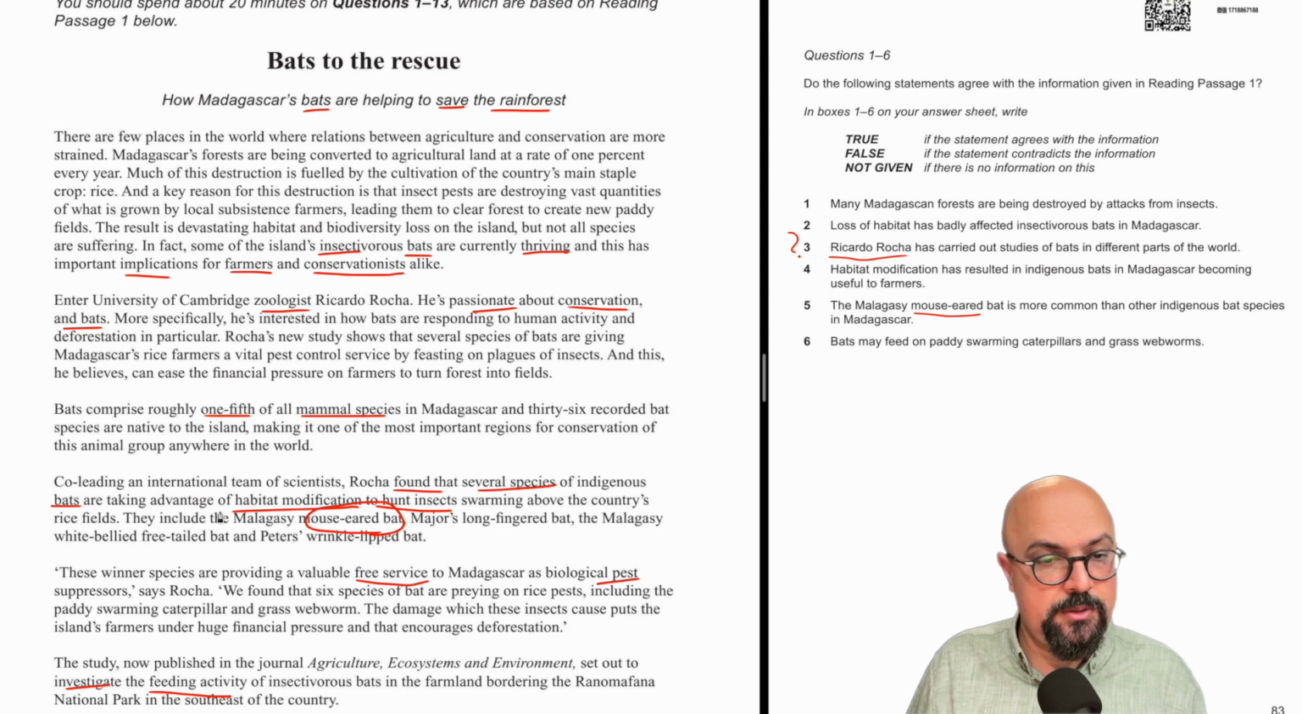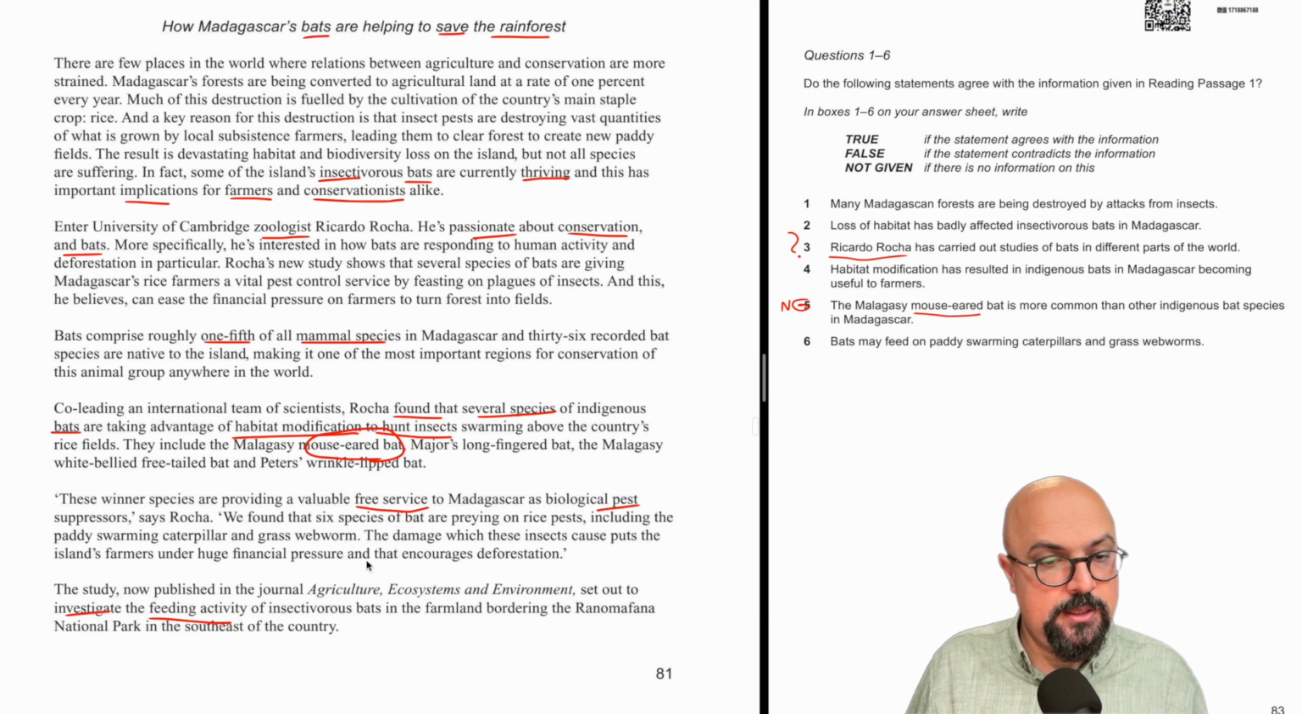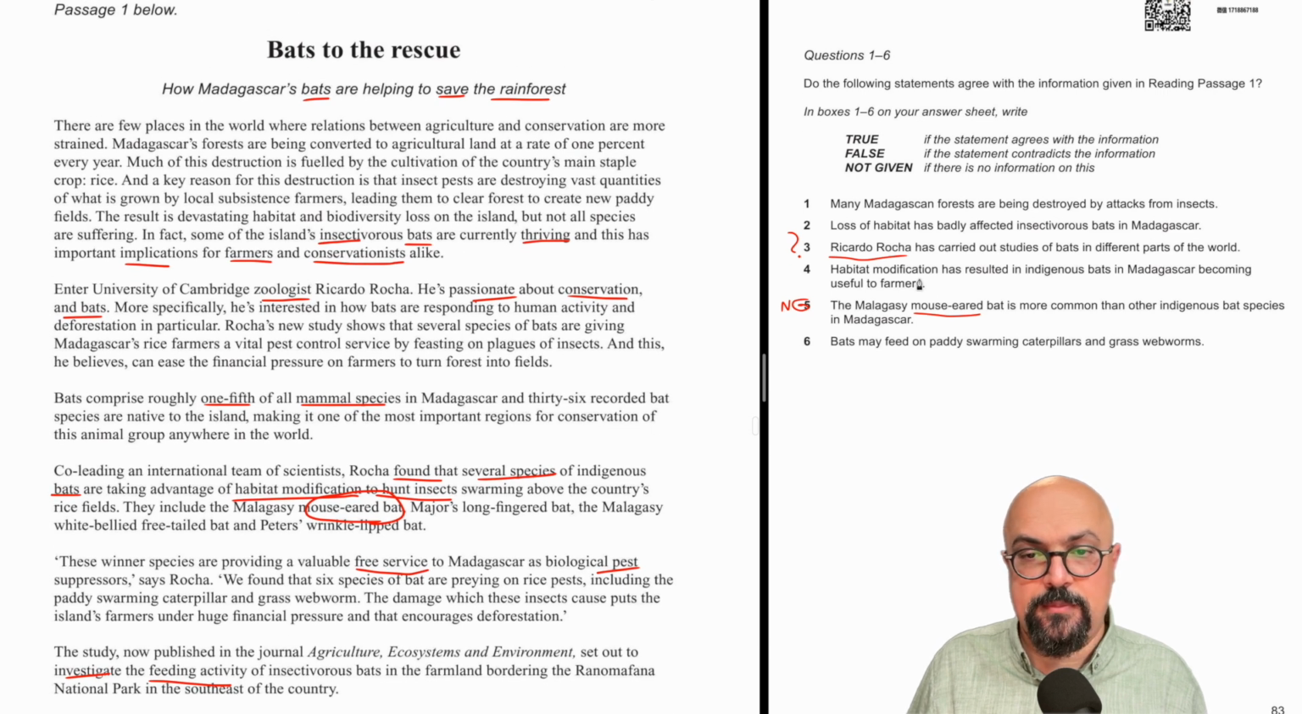Okay. They include long-fingered bat and so on, and so there's no comparison about their population. So at least for now, we can say this is not given. Well, are we sure it's not somewhere else in the body paragraphs? Maybe, but for now it's not given. And because that's where we have mouse-eared bat and nowhere else, hopefully, then we can say it's not given.